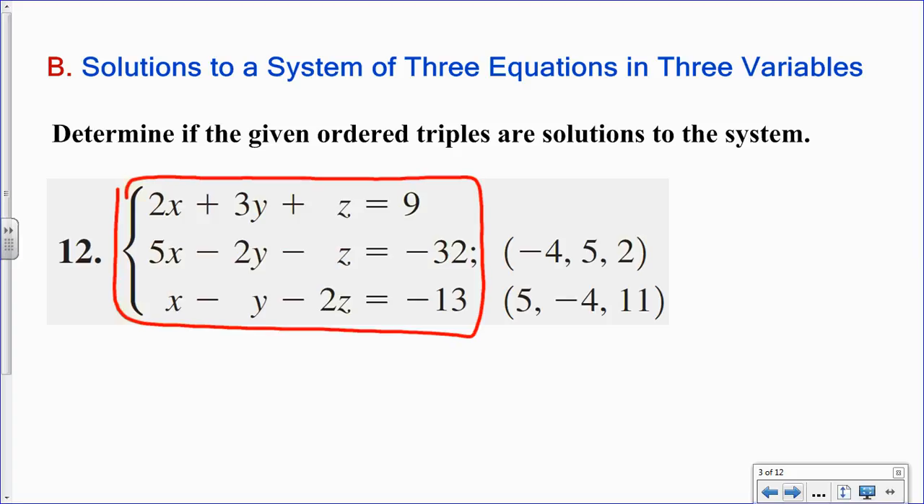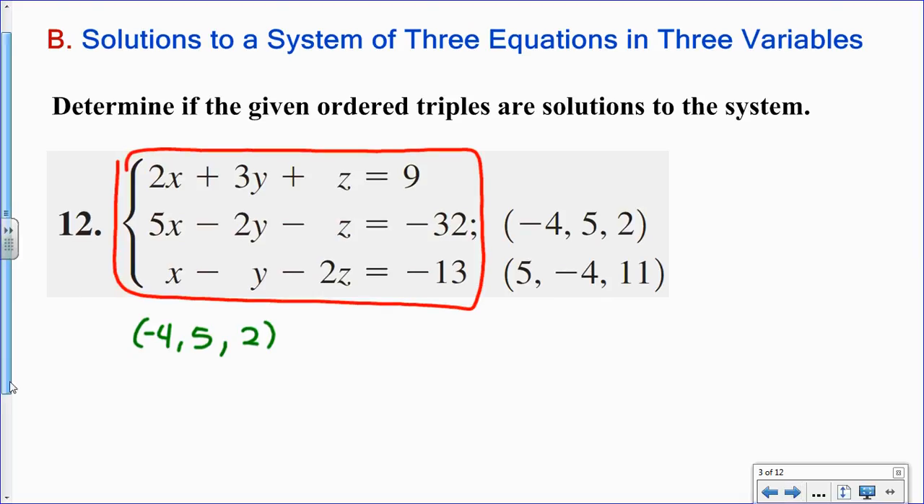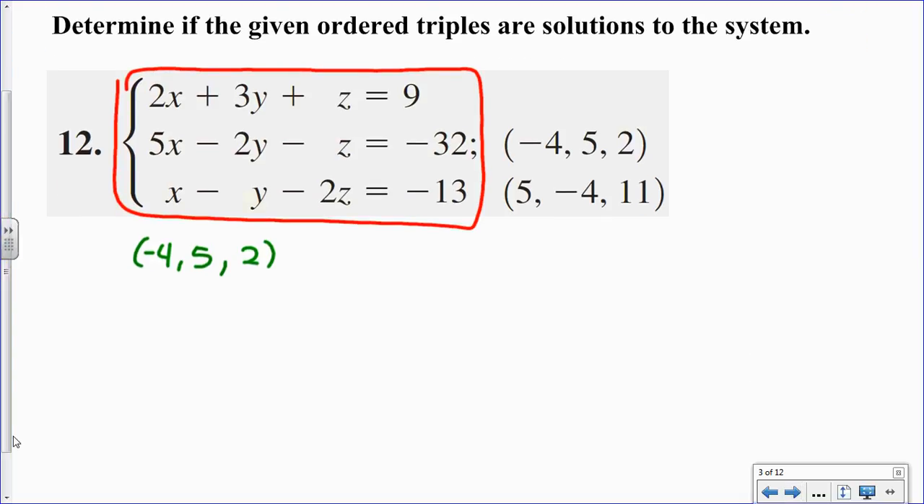So I'll plug negative 4, 5, and 2 in for x, y, and z. And I have to make sure it's true for all three equations. To be a solution, it has to be true for all three. To not be a solution, it just has to be false for one. Okay, so let's check this one. I'm going to plug in negative 4 for x, 5 for y, and 2 for z in my first equation.